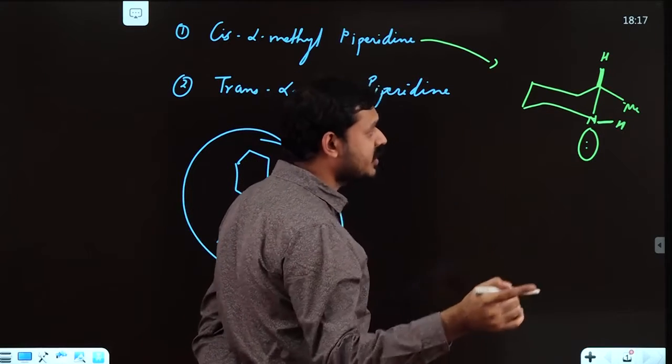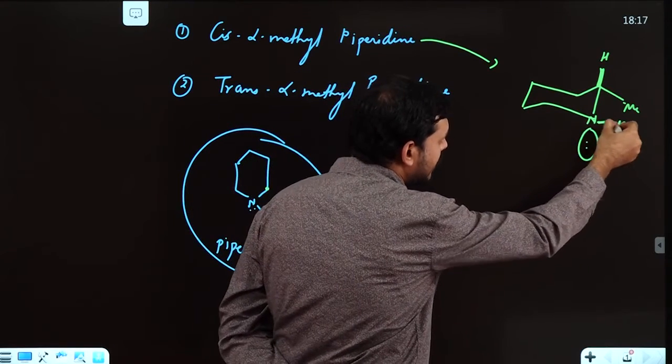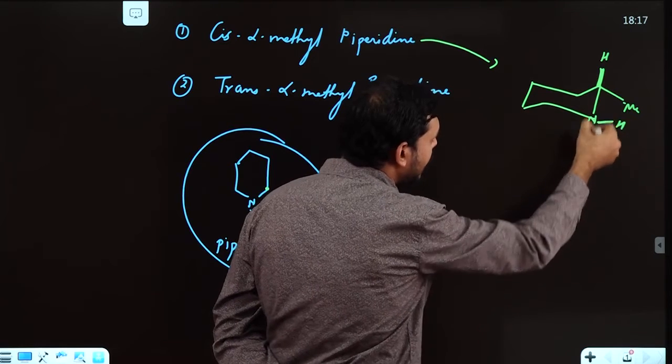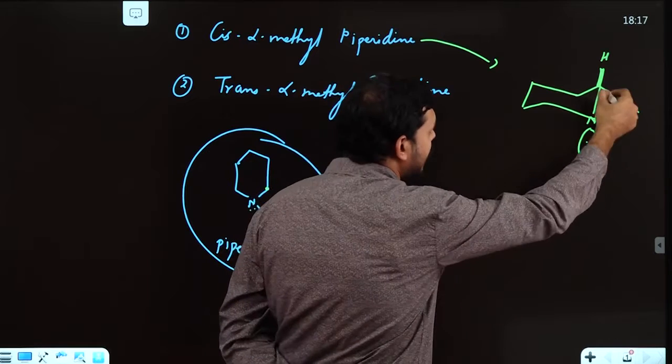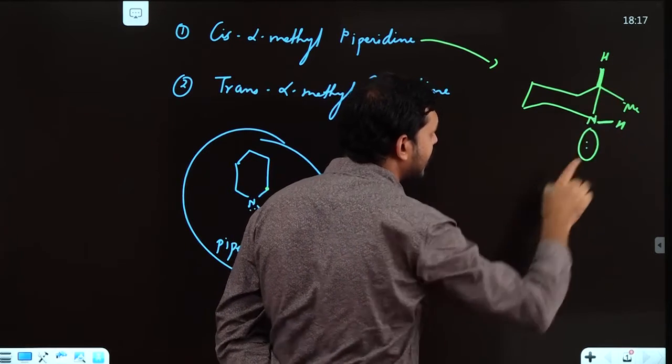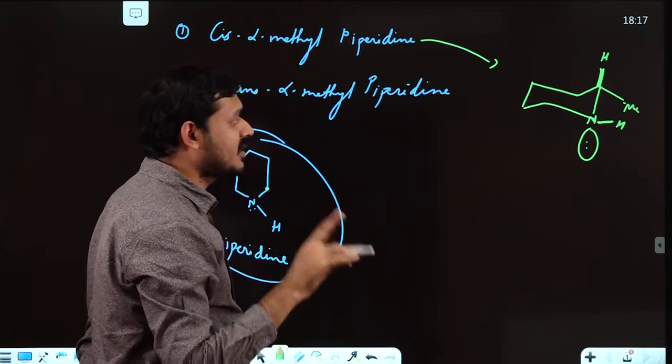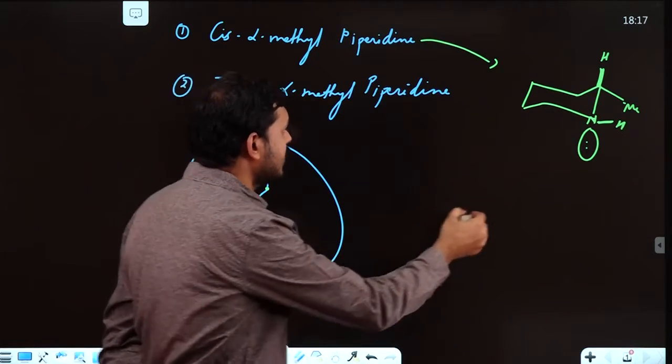Another possibility was if I draw nitrogen hydrogen downside and this hydrogen also downside, but what will happen in that case? Methyl will go upward in axial position, which will cause more instability. So this is your cis.